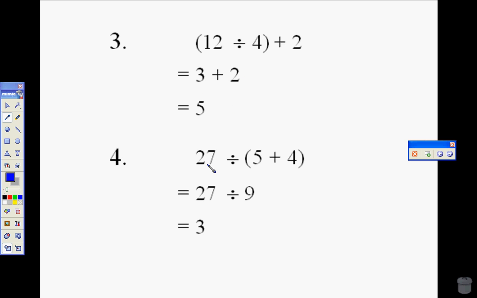In the next example, 27 divided by the bracket of 5 plus 4. So we add 5 plus 4 together first. And that gives us 9 because we do whatever's in the bracket first. And it allows us to do 27 divided by 9 now, which gives us 3. So we've got to follow those rules. You can't get away from doing what's inside the brackets first.